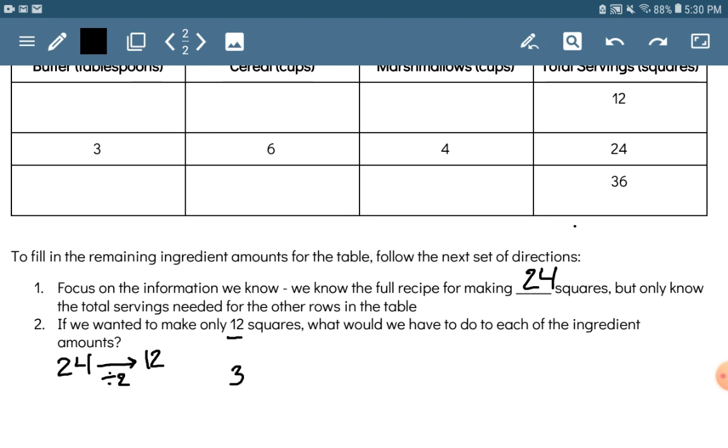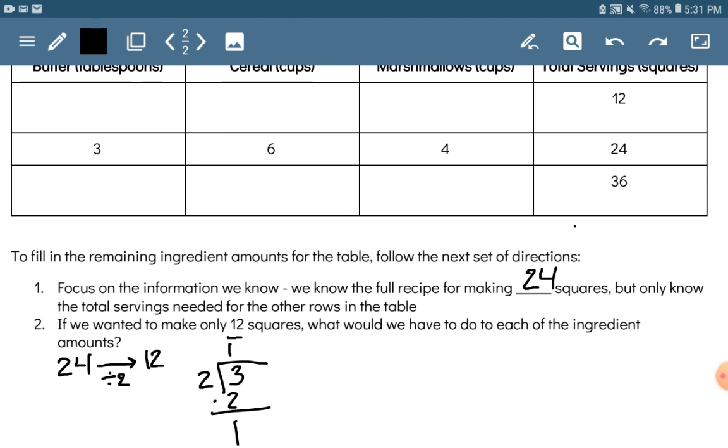Originally, I know I need 3 tablespoons of butter to make 24 servings, but to make 12, I'm going to have to divide by 2. So I'm going to set up long division. 2 can go into 3 one whole time, and when I subtract, I get 1 left over. As we talked about earlier in this year, we can use this division problem to make a mixed number.